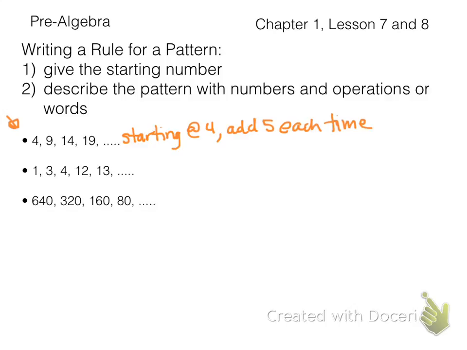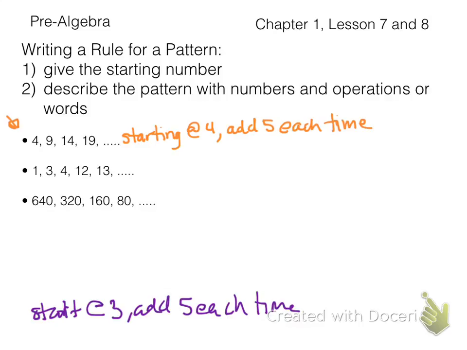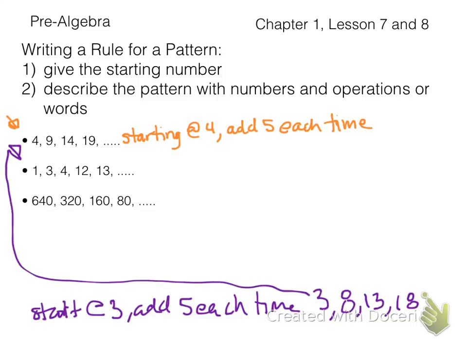So here's my example of starting at the wrong number. If I start at 3 and add 5 each time, it's going to be 3, 8, 13, 18. Is this the same pattern as that? No, and that's because I started in a different place. Even though I'm using the same pattern, starting in a different place is definitely going to give me a different answer. So you have to make sure you give the starting point, because if you don't tell somebody where to start, the directions are useless.